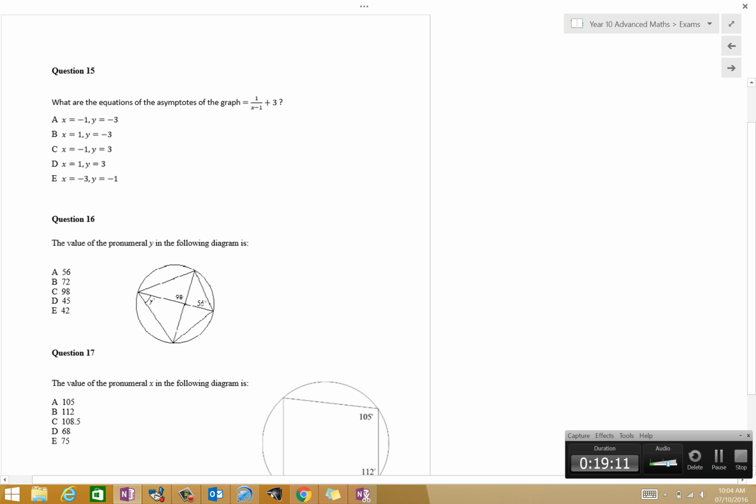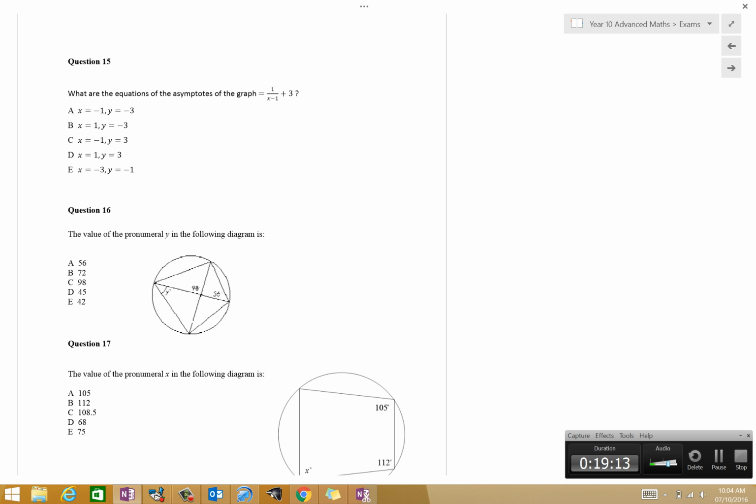Okay, we're going to just continue here. What are the equations of the asymptote? I've already shown you how to sketch this on your CAS calculator, but remember, let's think about it more logically. What can x never equal? What can x never equal? Well, this x minus 1 can't equal 0. So therefore, x can't equal 1.